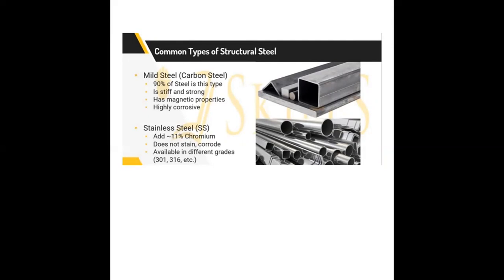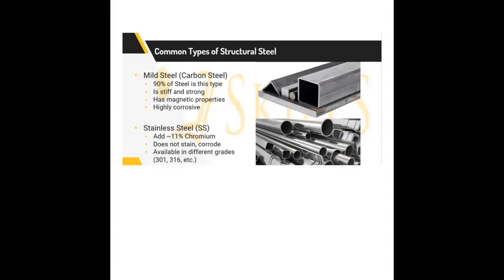Mild steel, as we discussed previously, is the combination of iron and carbon. Iron presence is 98% and carbon presence is 0.05 to 0.25%. Then we are discussing carbon steels. 90% of steel is this type. It is stiff and strong, has magnetic properties, and is highly corrosive.